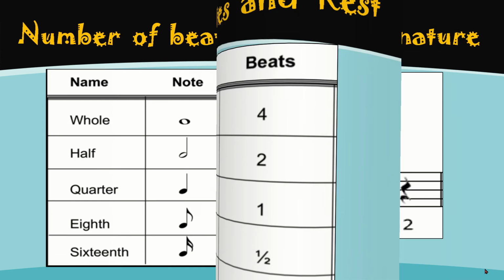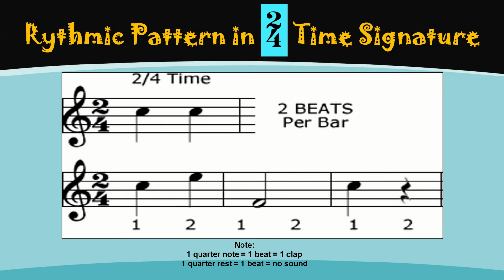Now, let us read and clap the rhythmic pattern in 2/4 time signature. Once we say 2/4 time signature, it has 2 beats per bar or 2 beats in each measure. Take note that every 1/4 note has 1 beat, and that is equal to 1 clap. And a quarter rest or 1/4 rest is equal to 1 beat, and it means it has no sound.